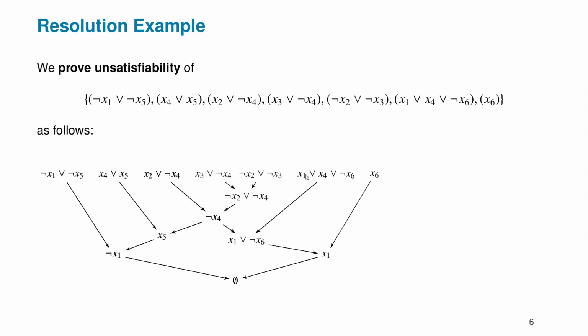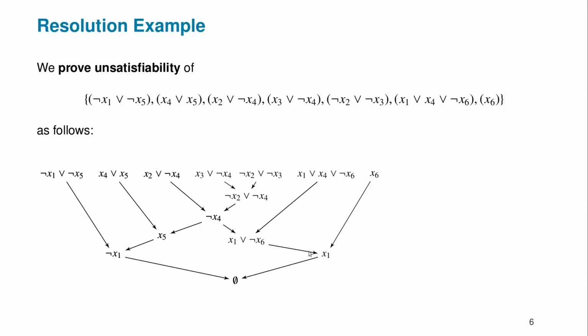This not x4 we can also use to derive a clause of size 2, x1 or not x2. This unit clause x6 we can use to derive x1, and then we have not x1, x1, and we derive the empty clause. Yeah, we could also write bottom here. And this is how resolution works.